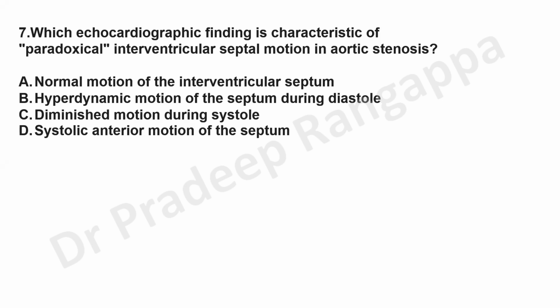I think my trainees are giving wrong answers. It is not hyperdynamic. There will be diminished motion during systole, because there is LVOT obstruction and a limitation to the mitral valve movement. This diminished movement, called paradoxical interventricular septal motion, is a hallmark of aortic stenosis. Please remember, trainees, if this question is asked, there will be paradoxical interventricular septal movement because of limitation of its movement, because of the LVOT obstruction and the opening of the mitral valve, which gets impeded.